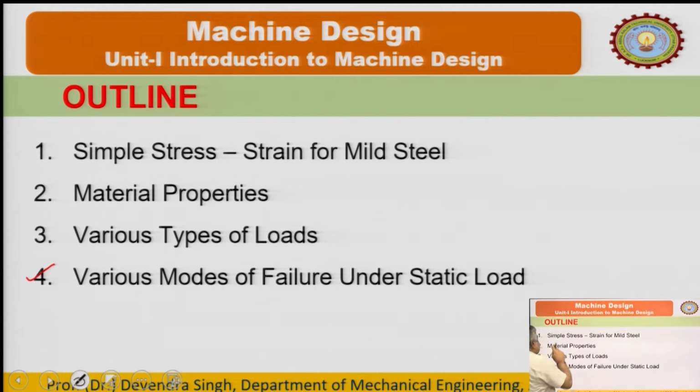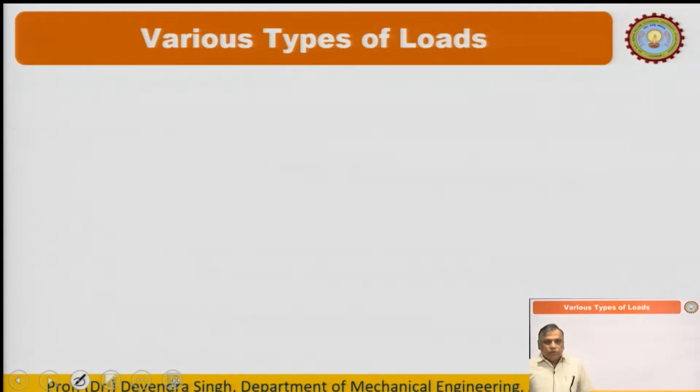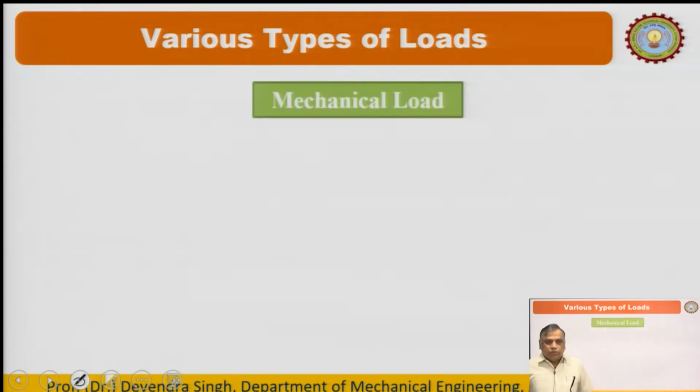Earlier we discussed the simple stress strain for mild steel and other materials comparison in the last lecture, and material properties we have discussed in the last lecture. Now, we will focus this lecture on the various types of loads, though we have discussed a little bit of various types of load in the last lecture. So, first we start with the various types of load.